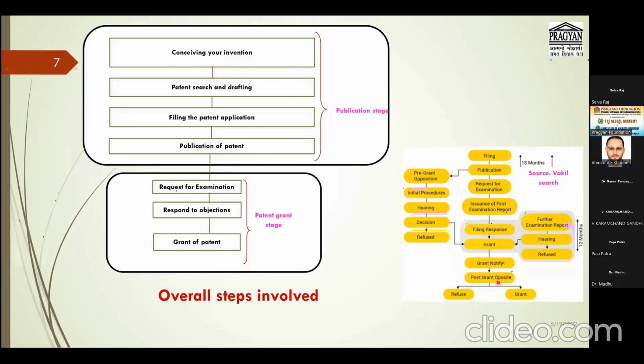Post-grant opposition means what? Once the grant is given by the controller, if I come to know that it is my invention, I can go for post-grant opposition. I can go for opposing that grant.